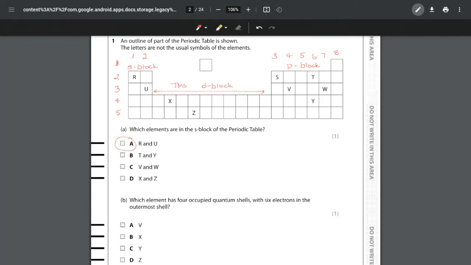For part B, we're looking at which element has 4 occupied quantum shells. Well, that tells us that it must be in period 4. And that has 6 electrons in the outermost shell, so that tells us that it must be in group 6. So now I go to period 4, and I go along until I get to group 6, and my answer must be Y.